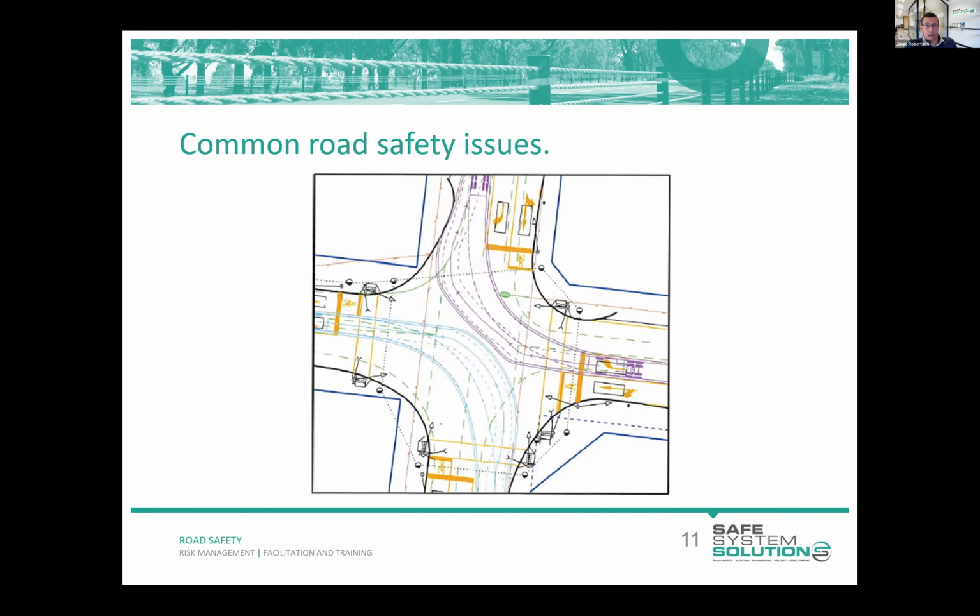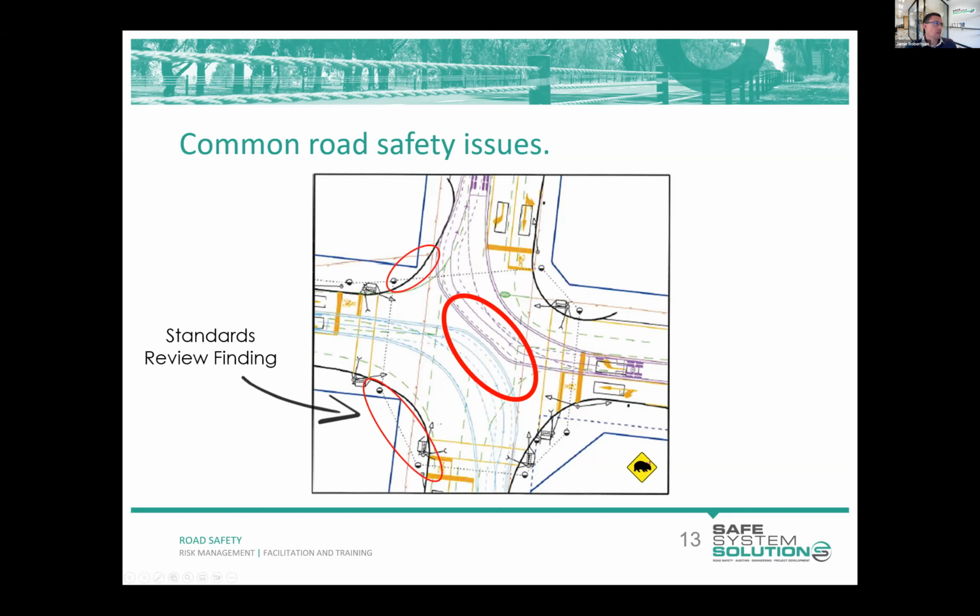There are ways that we can avoid this situation. We could separate those movements through signal phasing. So there are different things that can be done, and these are things that you might recommend as an auditor if you're auditing this situation. So in the middle of this intersection, we have a potential issue there.